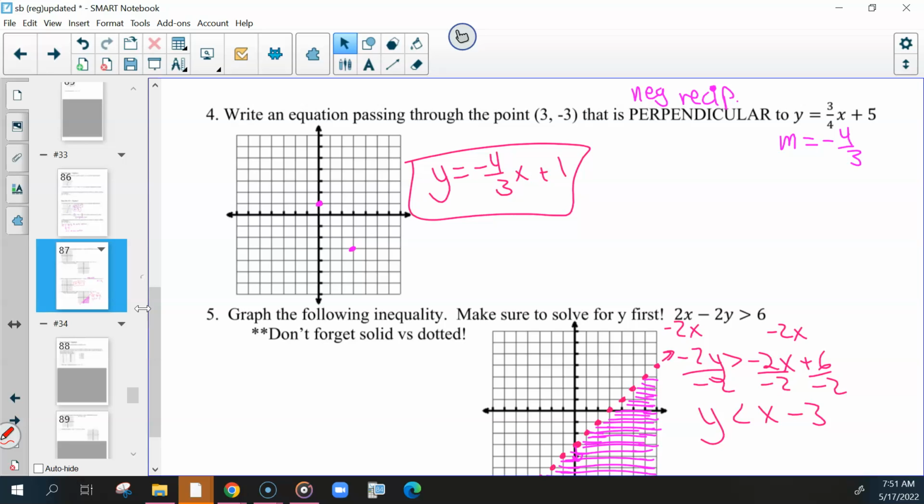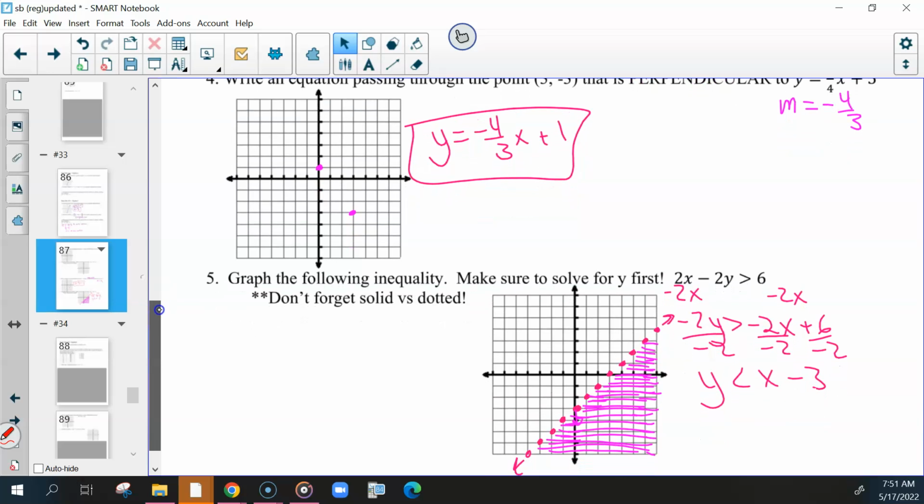With number 5, you have to solve this inequality first. So subtract 2x on both sides, divide everything by -2, and when you do that, the sign would change direction. So you have y is now less than x minus 3. That would be a dotted or dashed line shaded below. Do we have questions on either of these 2?